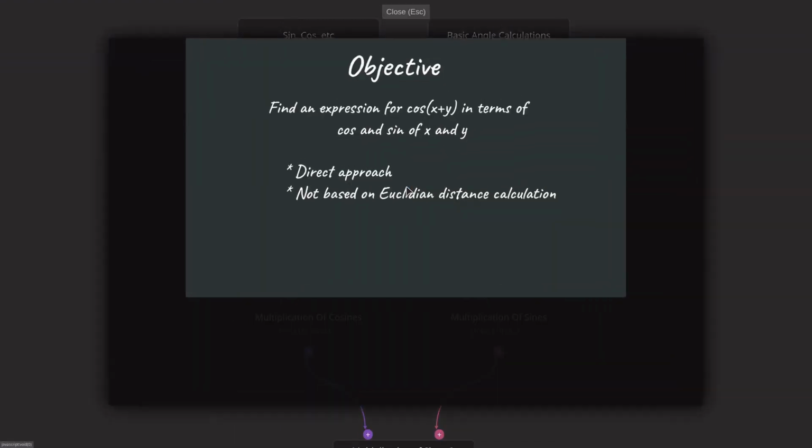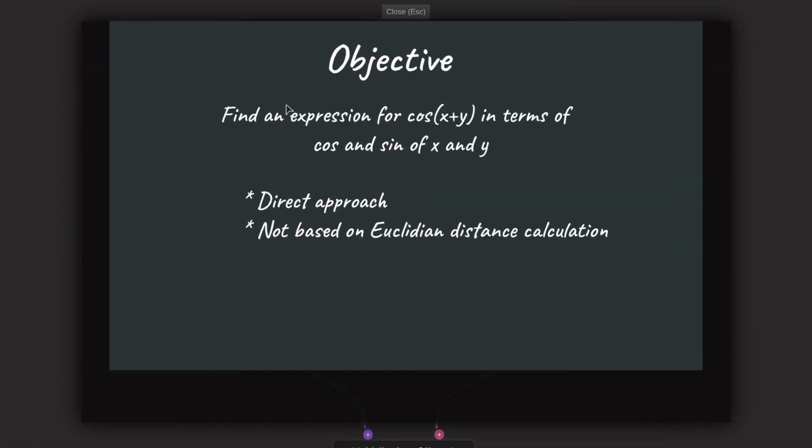So what exactly are we going to prove today? We want to find an expression for cos(x+y) in terms of cos and sine of x and y. We are trying to have a direct approach which does not include any kind of Euclidean distance calculation. We already saw a proof for this in the previous session, but in that proof we found the coordinates of a set of points, and then we used Euclidean distance calculation to come to the expression we were looking for. But in this proof, we are going to use the definition of sine and cosine directly to get the lengths and the final expression.